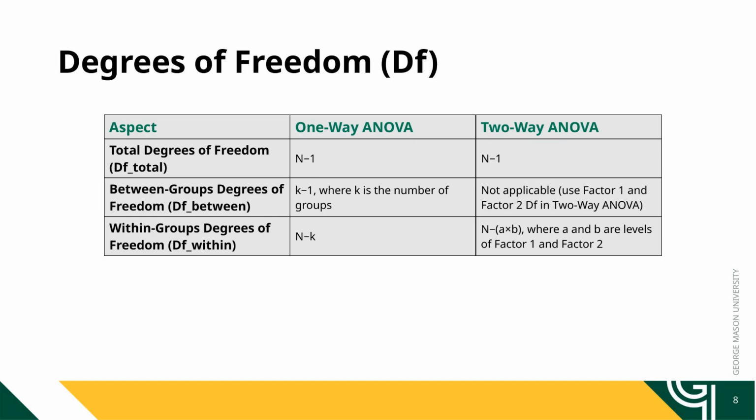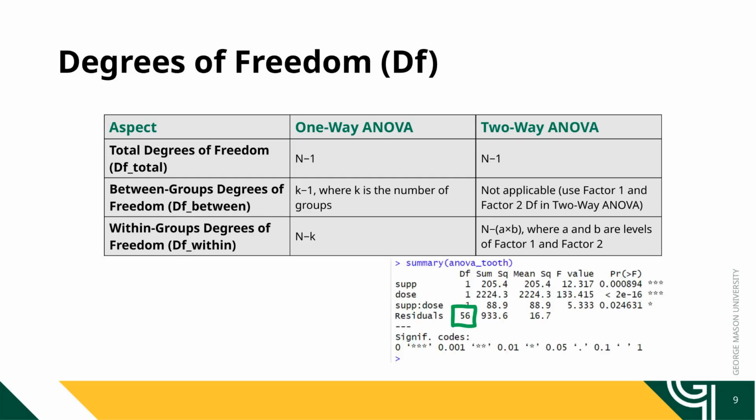In two-way ANOVA, degrees of freedom are calculated as n minus a times b, where a and b are the levels of factors 1 and 2. This measures unexplained variability within each factor combination, accounting for interaction effects, like in one-way ANOVA, but considering both factors. In this case, there are two levels for both factors, supplement and dosage. It is 56, indicating 60 total observations, as 60 minus 2 times 2 is 56.